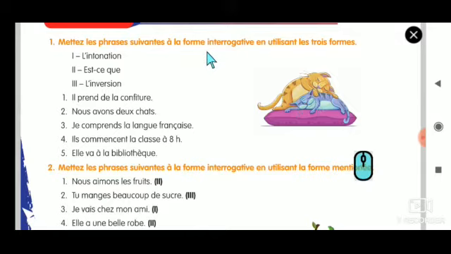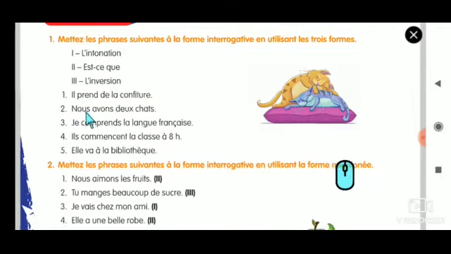Okay, why? Because this sentence is itself telling it is an interrogative sentence. So what is the purpose of the interrogative sentence? To question. So definitely you need a question mark at the end to denote that that is a question. Okay, so inversion, inverse it. Prend-il de la confiture? Question mark. Okay, now I'll start telling one by one. You can just keep your classwork aside and just follow this.